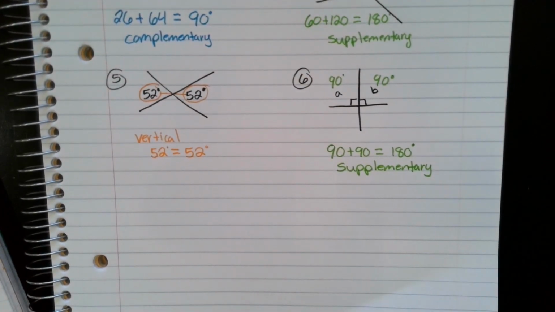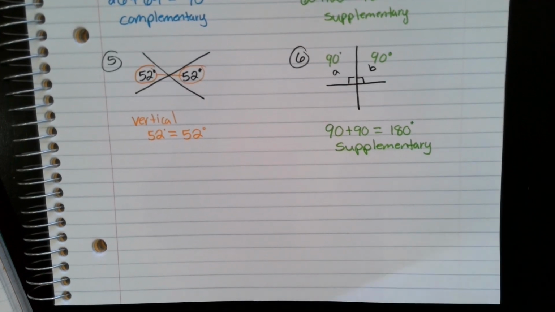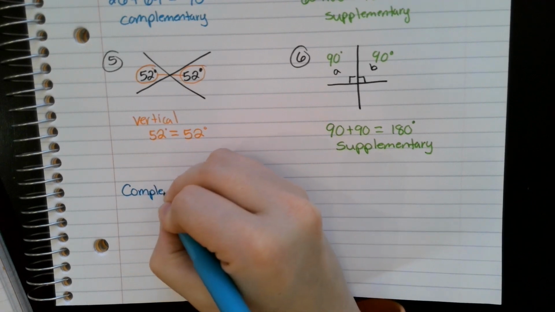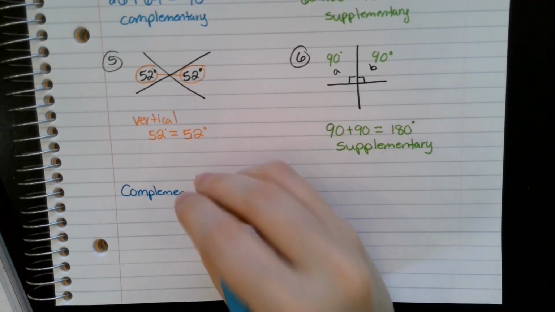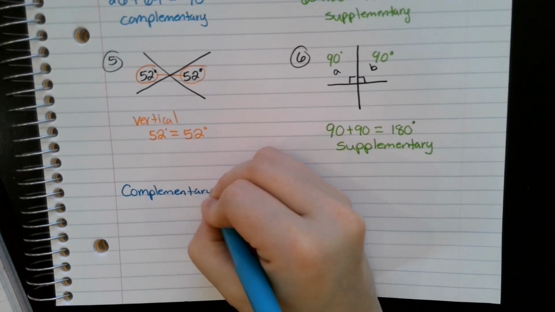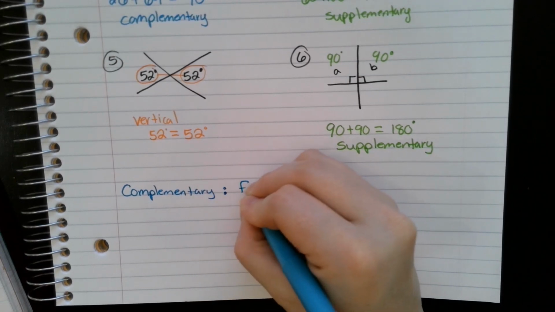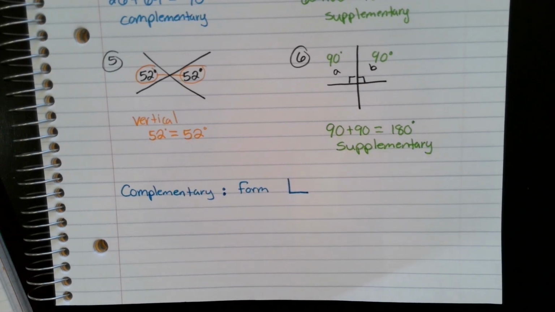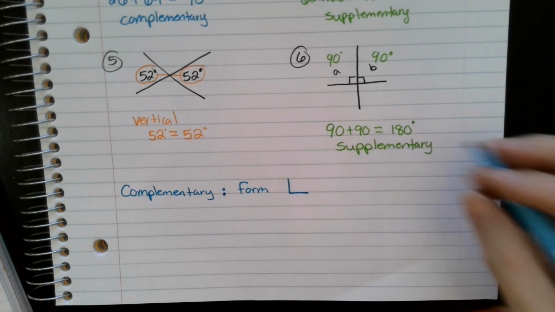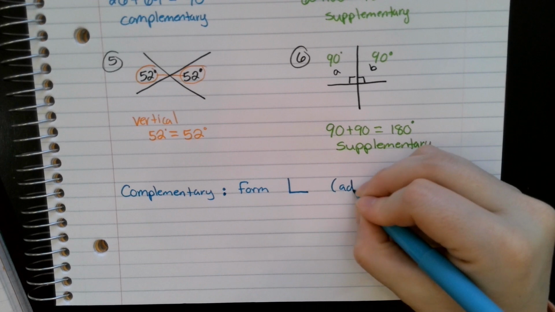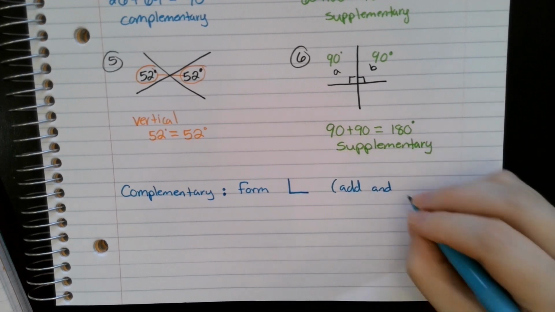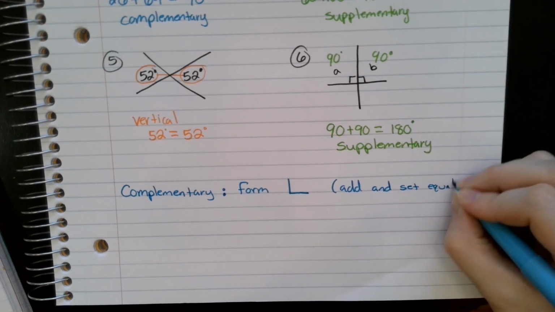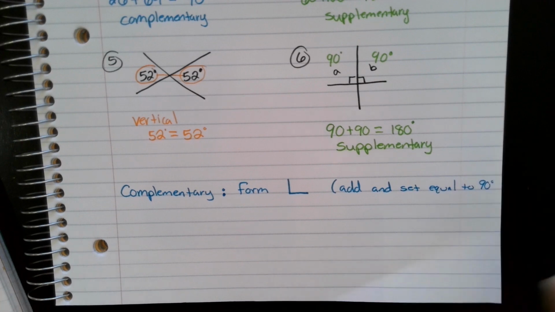All right, so some just quick little tips to help you remember what different angle relationships might look like. If we talk about complementary, since it has to add up to equaling 90 degrees, remember complementary angles kind of form an L. So if you're looking at a set of angles paired together and it forms an L shape together, then that means it's going to be complementary. So you would add and then set them equal to 90 degrees.